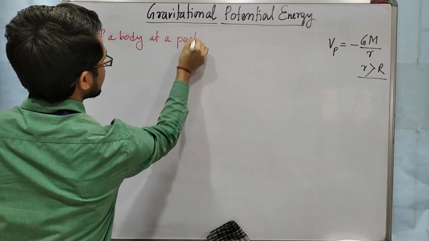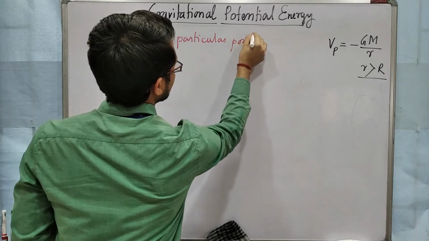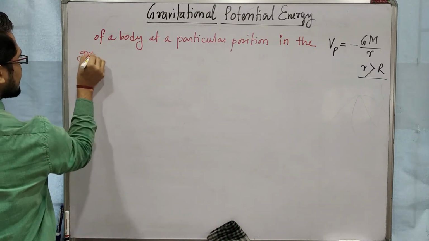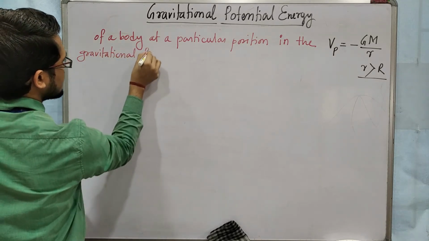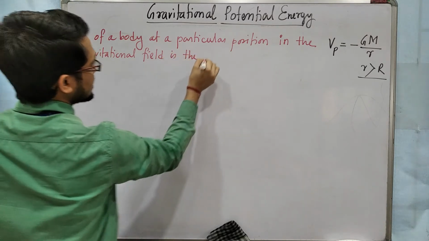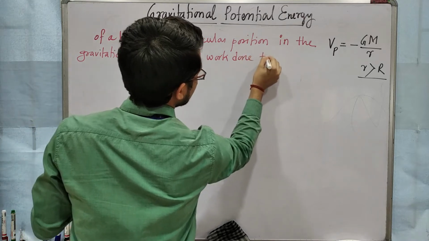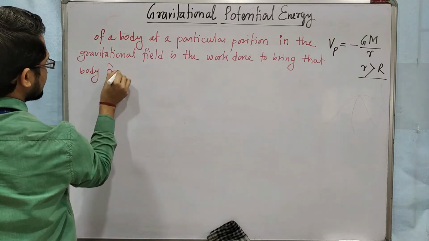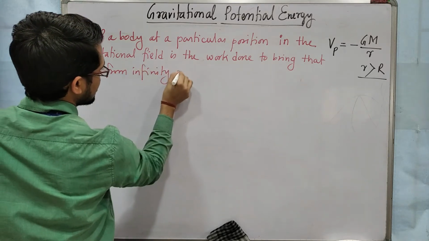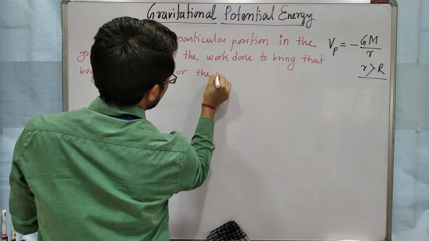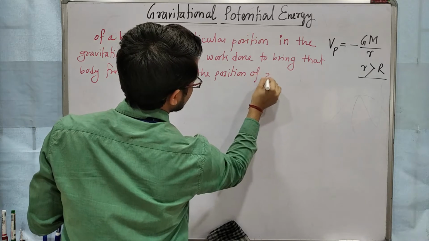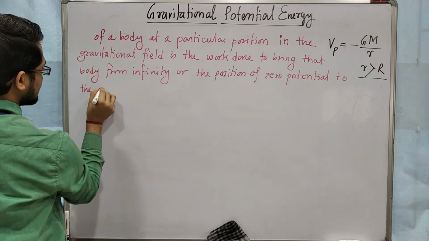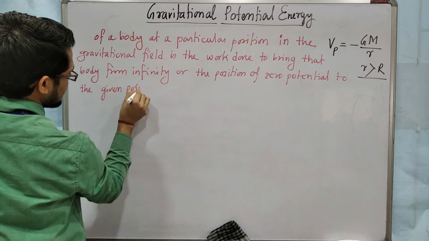So the gravitational potential energy of a body at a particular position in the gravitational field is the work done to bring that body from infinity, or we can say from the position of zero potential, to the given point.